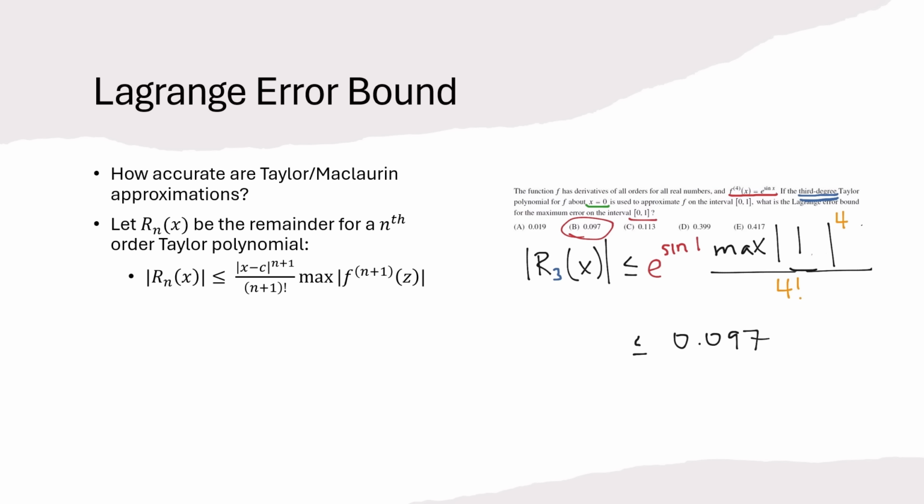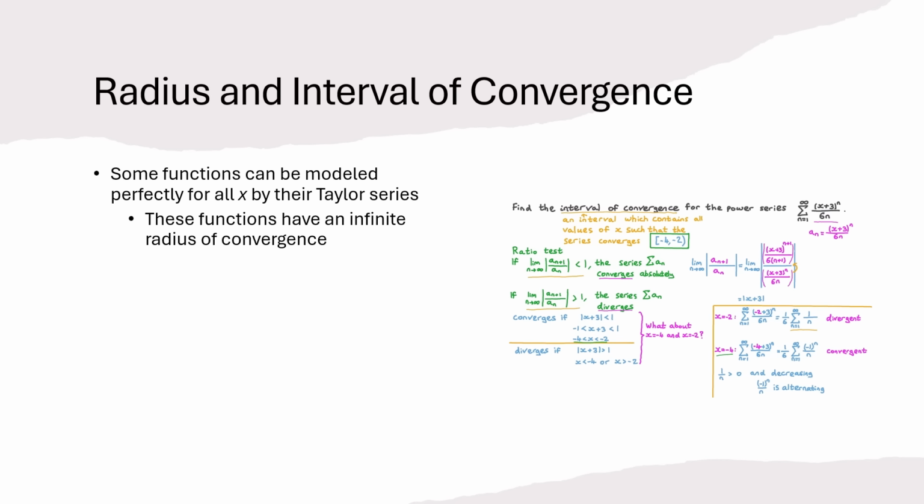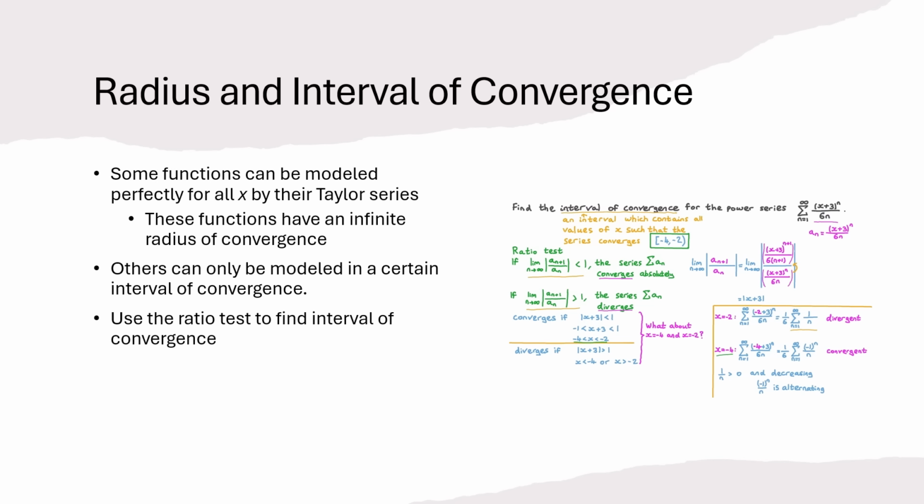We want to know how accurate these approximations are, though. We can use the Lagrange error-bound formula to find the greatest possible error, which is less than or equal to x minus c to the n plus 1 over n plus 1 factorial times the maximum value of the n plus 1th derivative. Some functions can be modeled perfectly for all x values by their Taylor series, while other functions can only be modeled inside a certain interval of convergence.